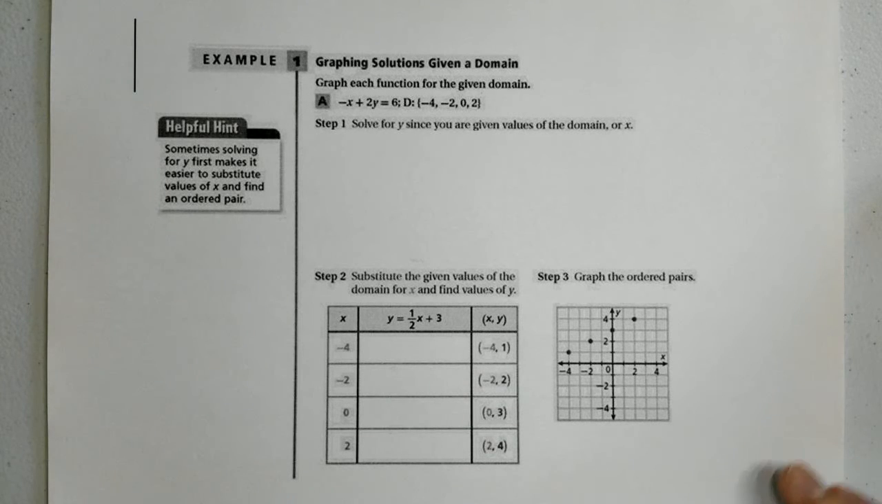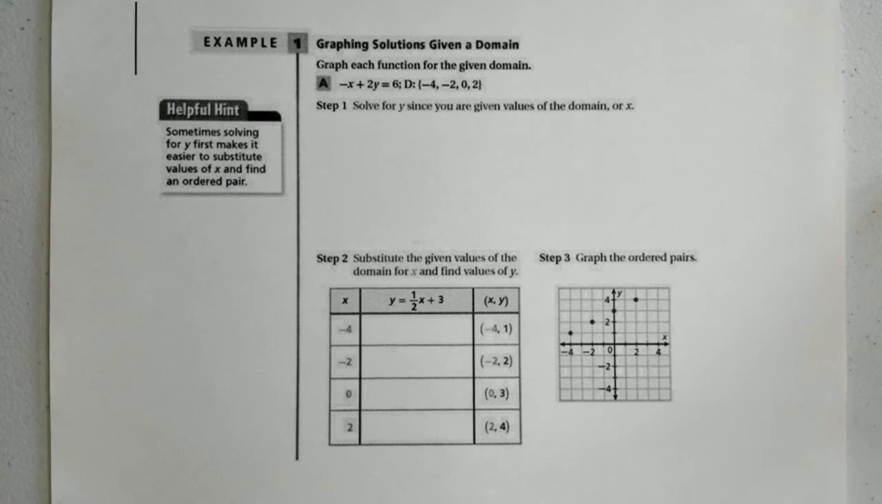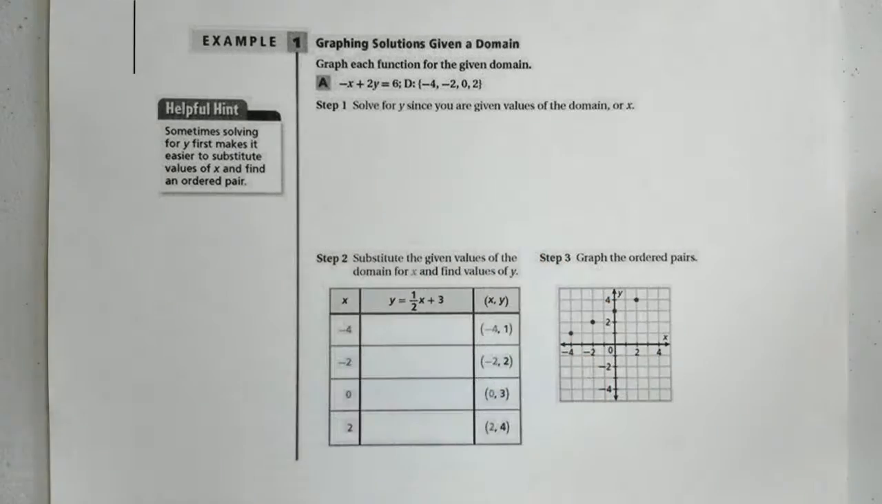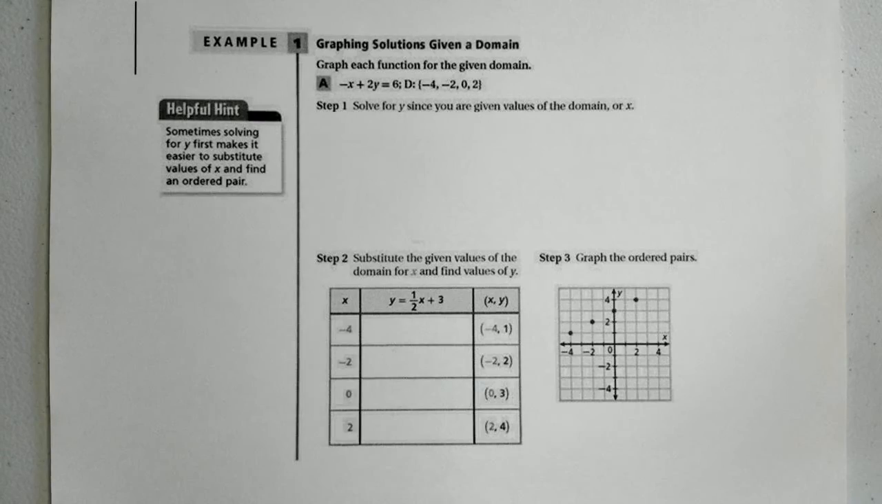Example 1 says graph the function for the given domain. Negative x plus 2y equals 6, and the domain, our x values, are negative 4, negative 2, 0, and 2. So first, we want to isolate this y value. We want to get y equals something for our function. So we're going to go ahead and solve for y since you are given the domain, or the x.